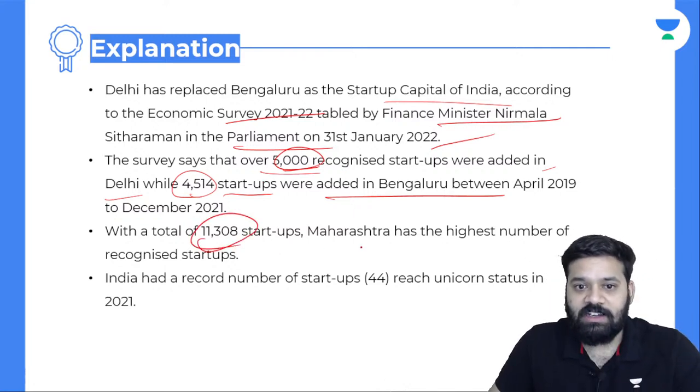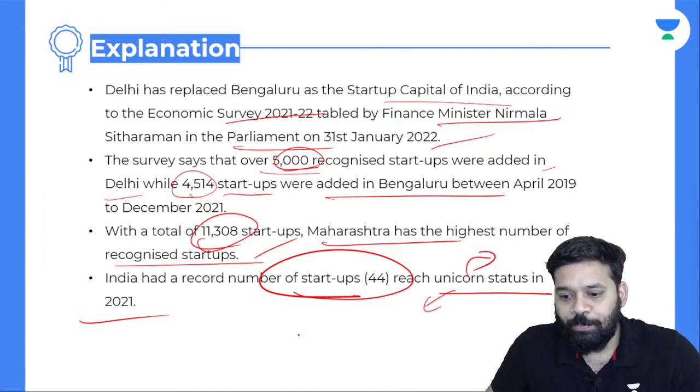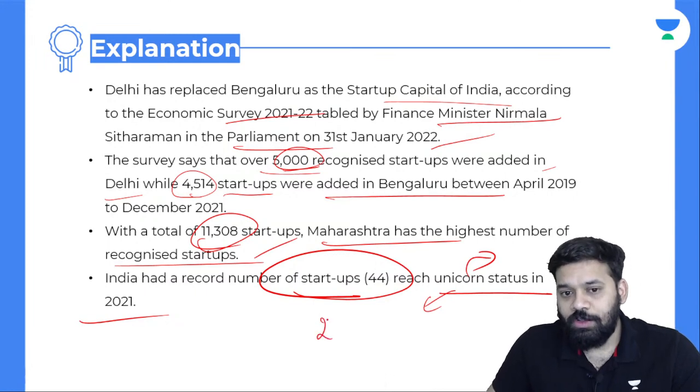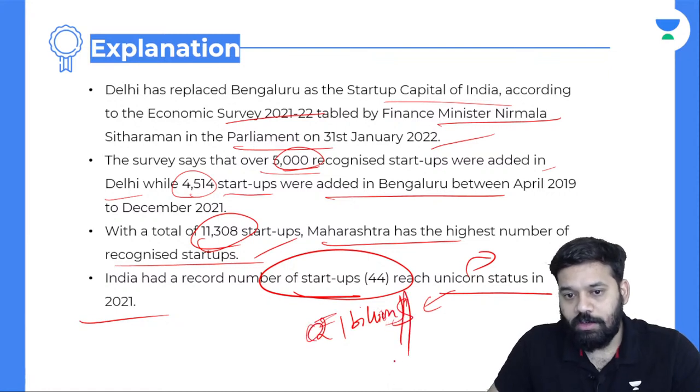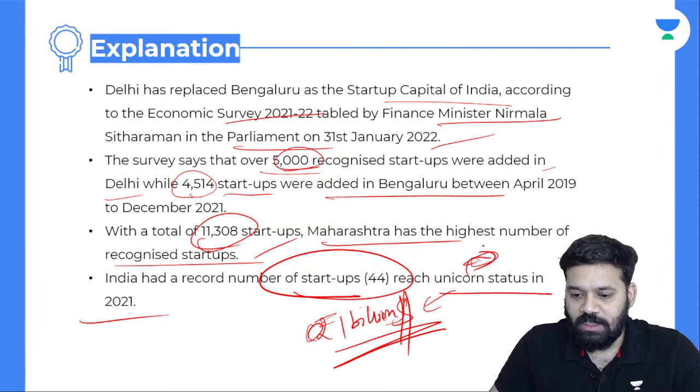With 11,308 startups, Maharashtra has the highest number of recognized startups. India had a record number of startups, 44 reach unicorn status. Unicorns are those startups which have a valuation of $1 billion or more.